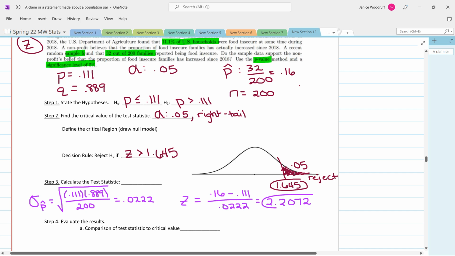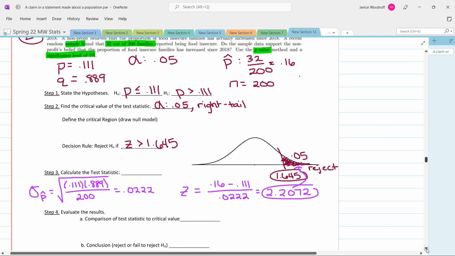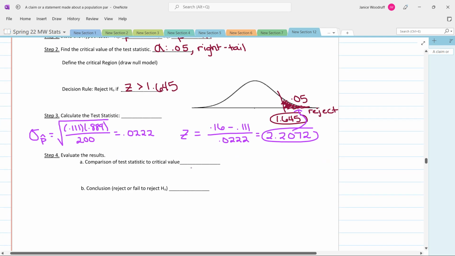So there's our value. That's going to be about right there in our rejection region. So we can clearly see that it's in our rejection region. We have 2.2 is greater than 1.645. So we will reject the null. Now it did ask for the p-value, so we have to find the p-value there.